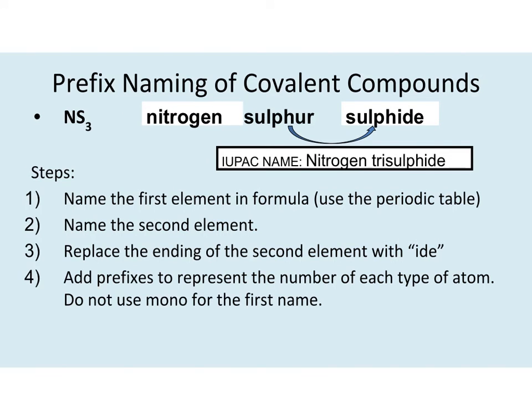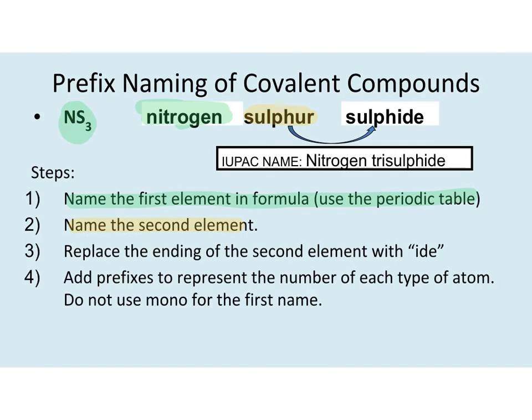So how do we name? We're going to start by saying, okay, let's name this thing right here. NS3, 2 nonmetals, makes a covalent compound. Well, the first thing we do, step 1, is we name the first element in the formula. So we look at the periodic table, and that's nitrogen. So that's what I'm going to start with, nitrogen. There's step 1. Okay? Step 2 is I name the second element. Well, I look in there, and that's sulfur. So I've just done step 2. Named both elements, nitrogen and sulfur.